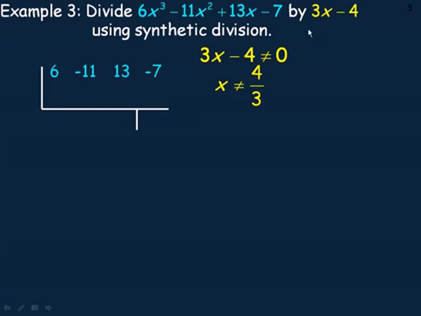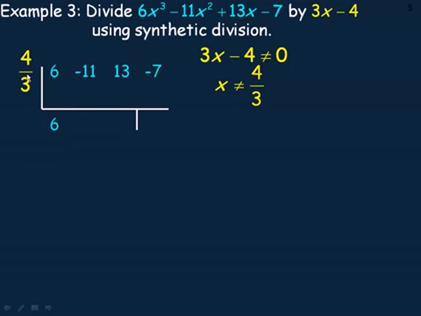Notice that it's actually just the opposite of this number, the 4, over this number. And that's because that's the procedure for actually solving a linear equation. So x cannot equal 4/3. So there's a 4/3 over here, and if you're thinking, oh no, fractions, I got to multiply by fractions, it's not that bad here. So the first thing we do is bring that 6 down.